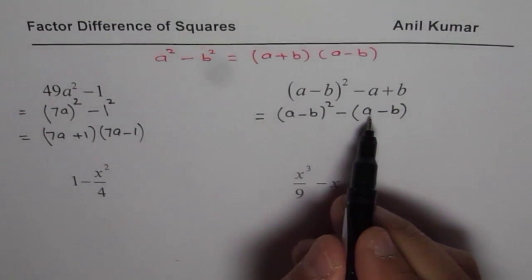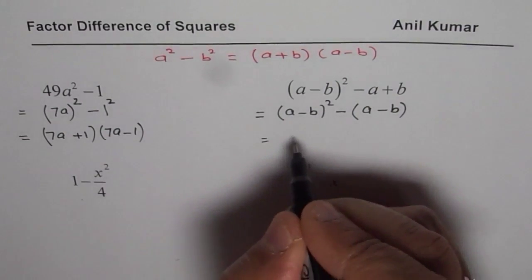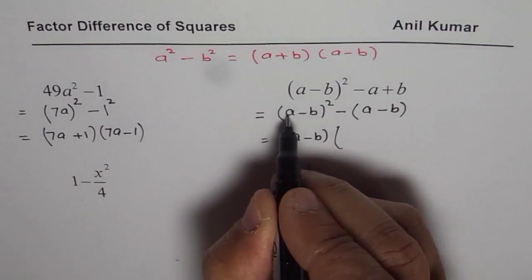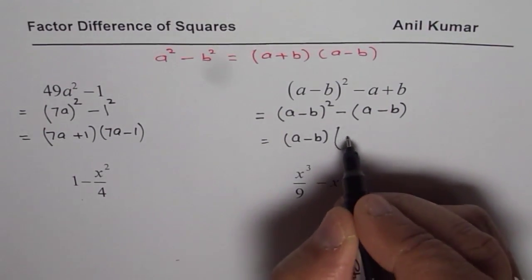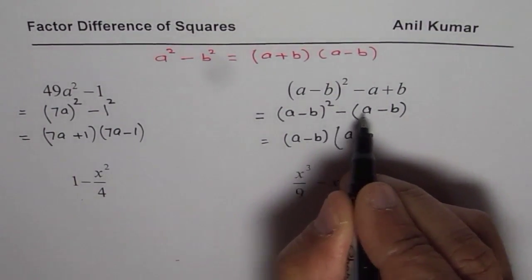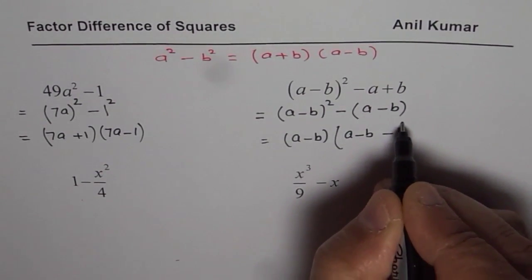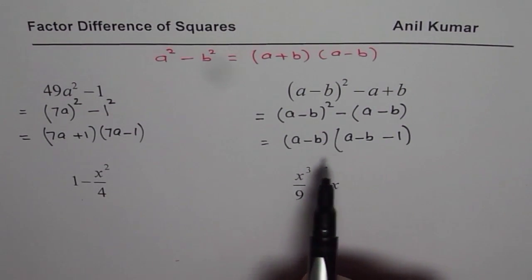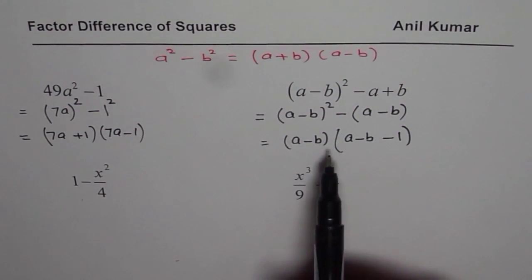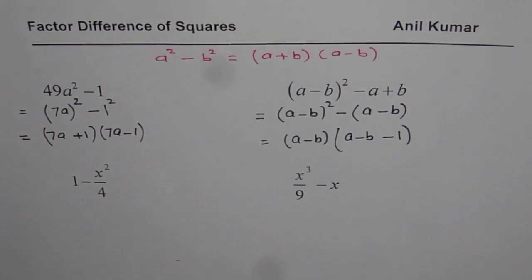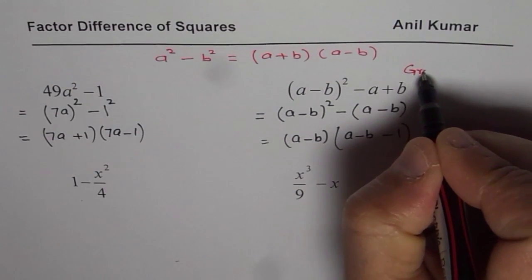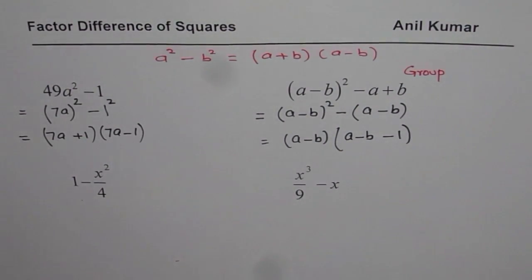Now we can factor a minus b. So we could write this as a minus b, and here we get a minus b. Since it is a minus b whole square, we get a minus b, and from here we get minus 1. So this is not exactly difference of squares, but it is kind of related, right? So it is more of group factoring. So this example is more of grouping and then factoring, right? So let me write here, group factoring. Okay, let's look into the next one.